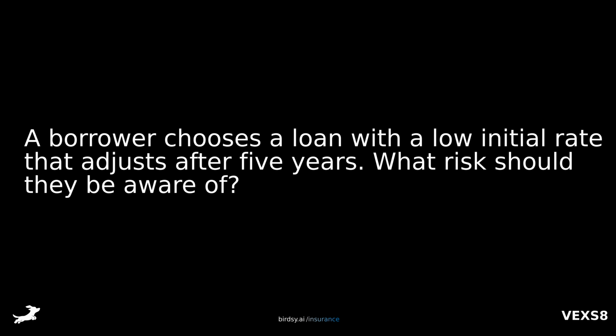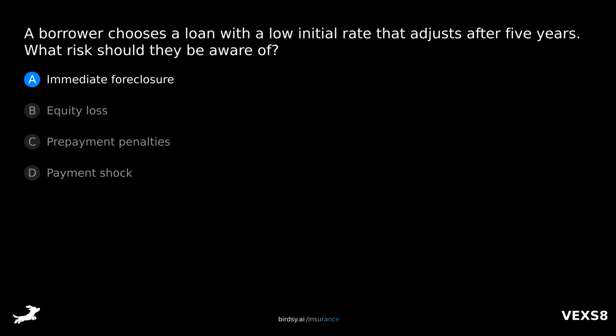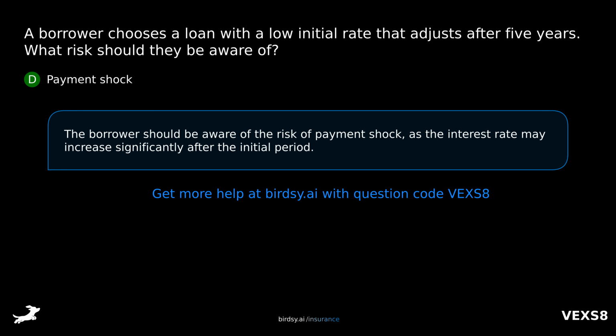A borrower chooses a loan with a low initial rate that adjusts after 5 years. What risk should they be aware of? Is it A, immediate foreclosure? B, equity loss? C, prepayment penalties? Or D, payment shock? The answer is D, payment shock. The borrower should be aware of the risk of payment shock, as the interest rate may increase significantly after the initial period.